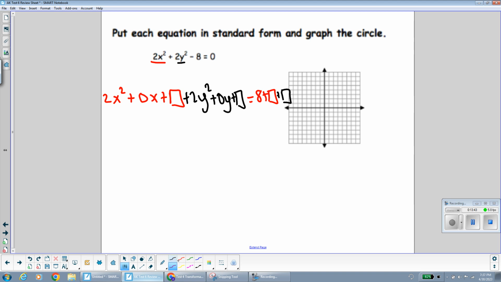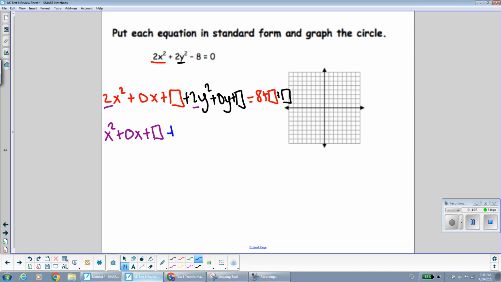Now, we can't complete the square if the leading coefficient is greater than 1. And here the leading coefficient is 2. So actually, we're going to have to divide everything, this whole equation, by 2 before we get started. 2 divided by 2 is just 1. So we have 1x squared. 0 divided by 2 is 0. That didn't change.